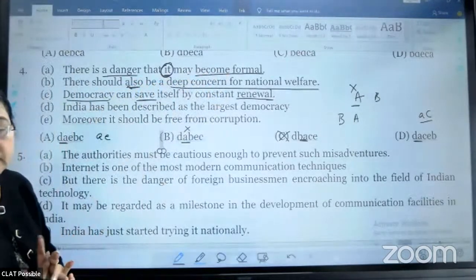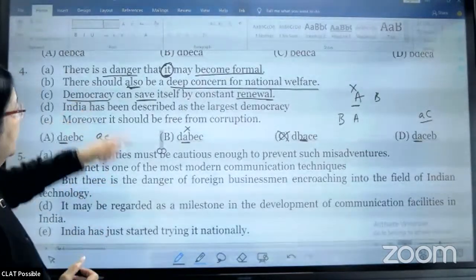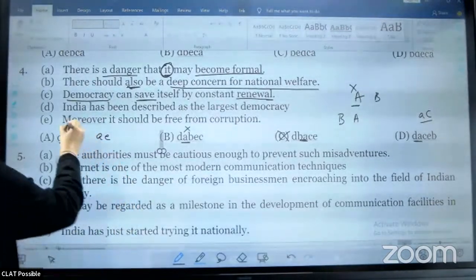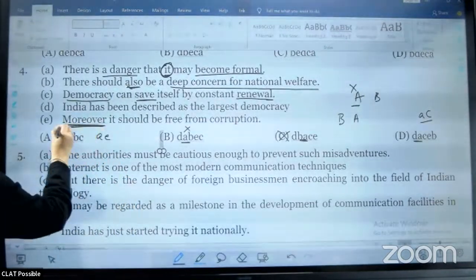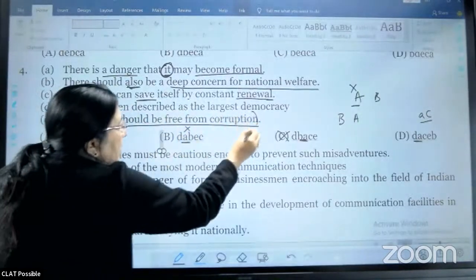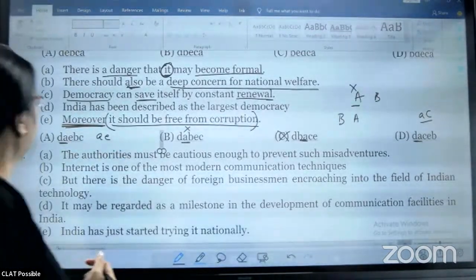So if we start here with D, go to A, there is a danger that it may become formal. And then after that, what are we saying? Should I say democracy can save itself by constant renewal? And look at the clue here. Look at this clue. Look at this join. Read karo iske peeche. Join this somewhere. Form a pair and join it.